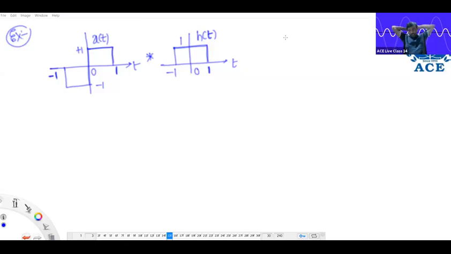Every one of you knows, because they are of equal length, 100% the graph will be, what, sir? Triangle. Just check the graph thoroughly.